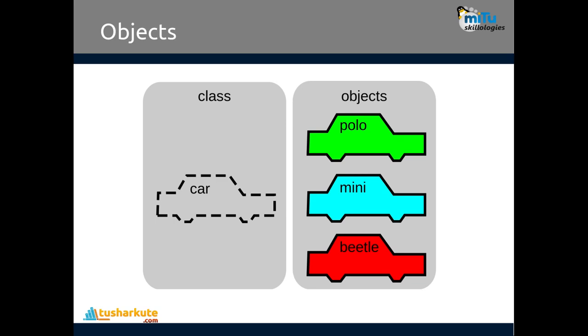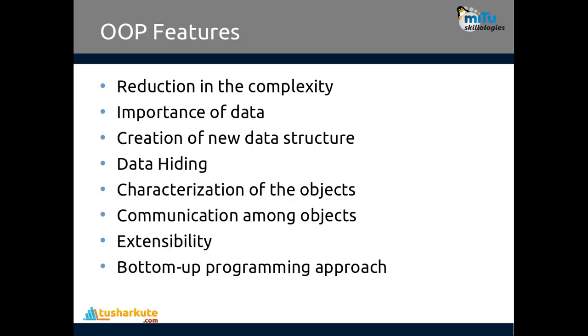This class and objects form the basis, the core of object oriented programming using Java. When we see things practically, at that time we'll come across the concept of creating classes and objects with the help of the Java programming language. Now, what are the common features that object oriented programming has?